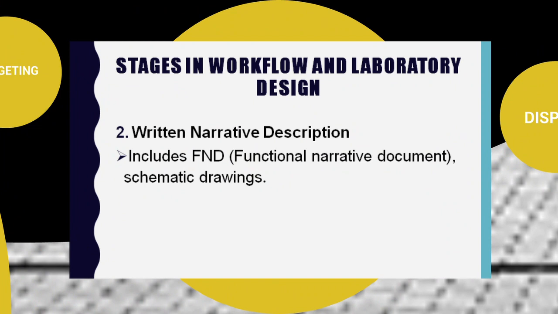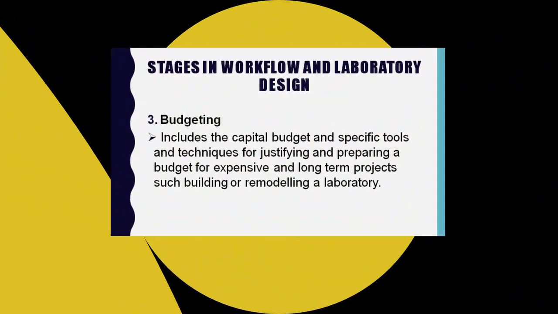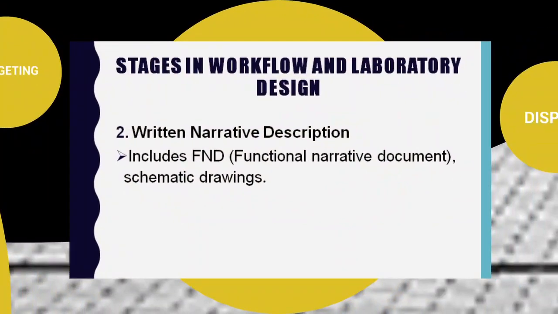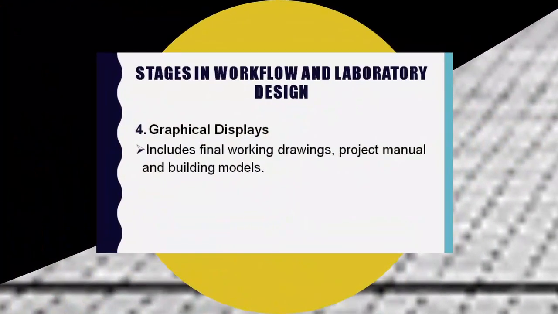Number two is the written narrative description. This includes the FND or the functional narrative document and the schematic drawing of the laboratory. Third phase is budgeting. This includes the capital budget and specific tools and techniques for justifying and preparing a budget for expensive and long-term projects such as building or remodeling of a laboratory. Fourth is graphical displays, which includes final working drawings, project manuals, and building models.